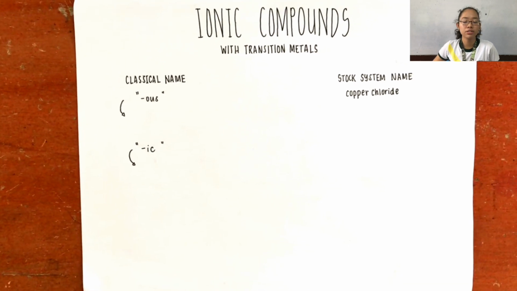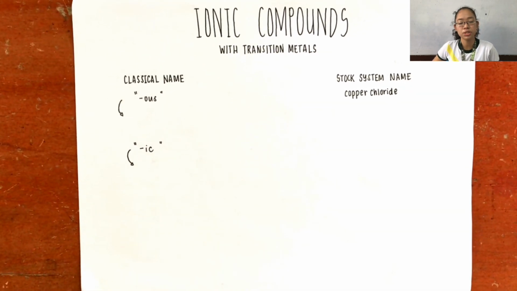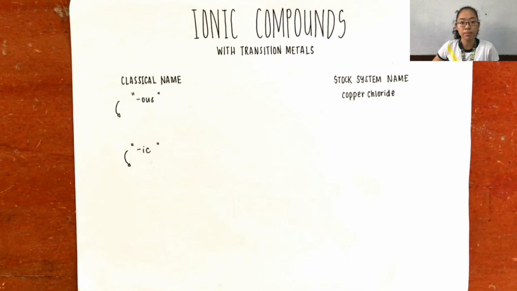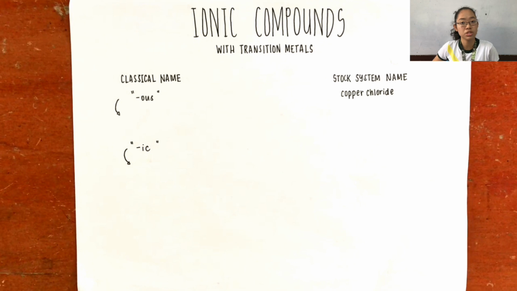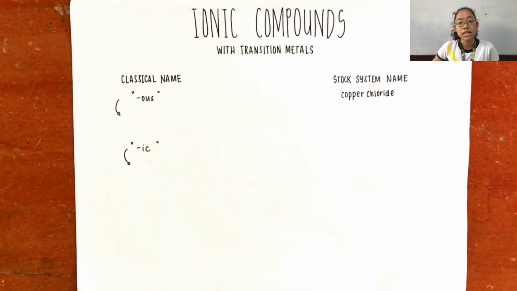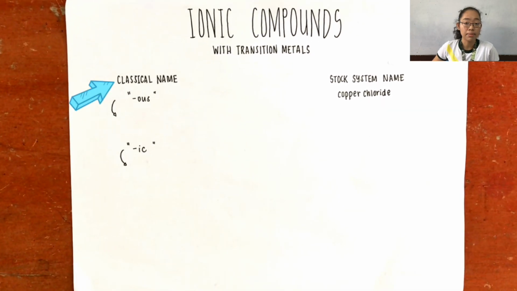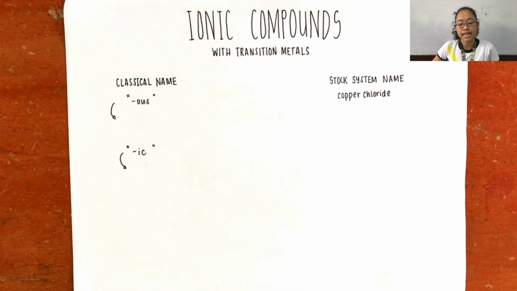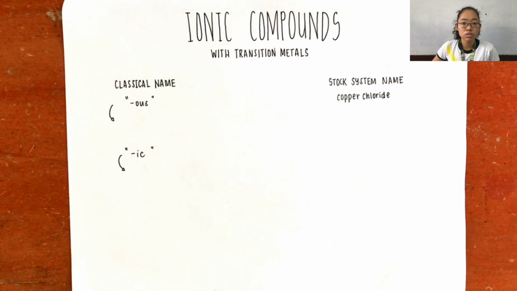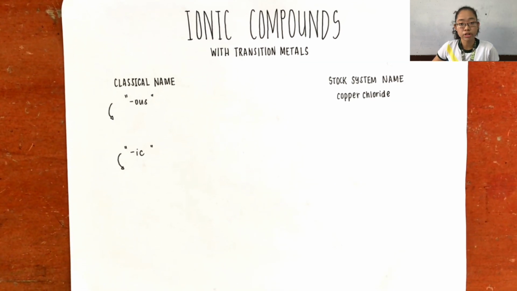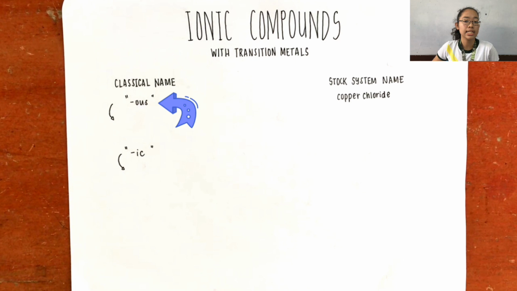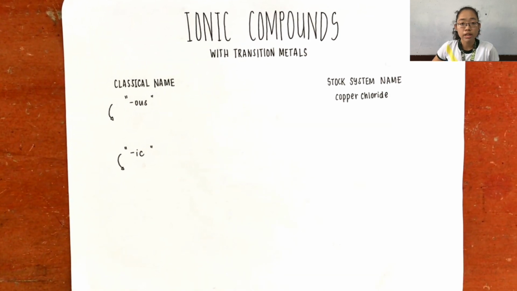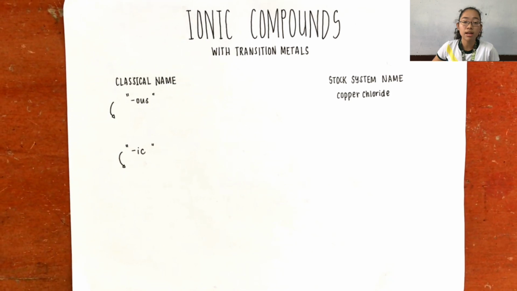I'm going to show you how to name ionic compounds with transition metals. First, you have to remember that there are 2 types of naming when it comes to ionic compounds with transition metals. The first is the classical name, while the second is the stock system name. So first, for the classical name, there are 2 suffixes: first is the OUS, then second is the IC. You use the suffix OUS if the transition metal has a lower charge.